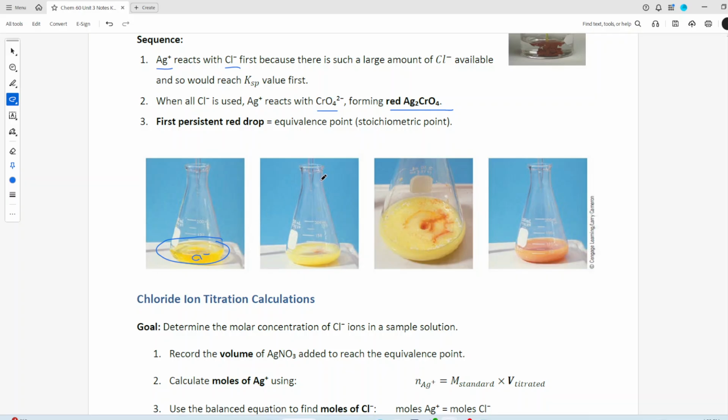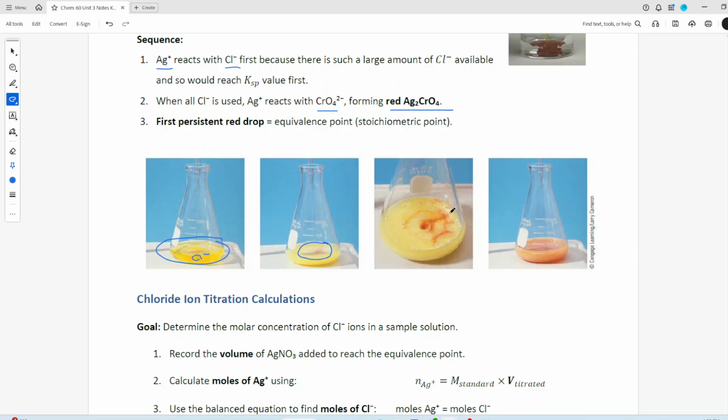And then as you add the silver nitrate, the silver is going to precipitate with the chloride to form this white precipitate. You can kind of see the white on the top, but it's really just going to turn creamy yellow because you've got this yellow sample solution that is getting titrated with the silver nitrate, and the white kind of combines with the yellow. So you get this sort of creamy color.